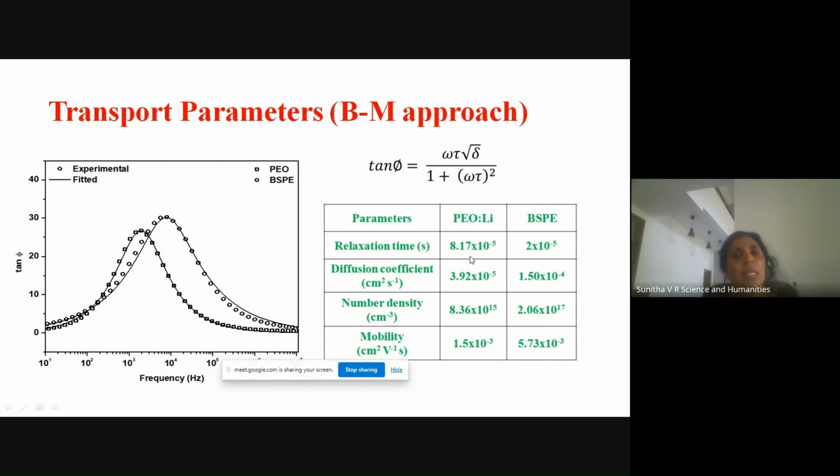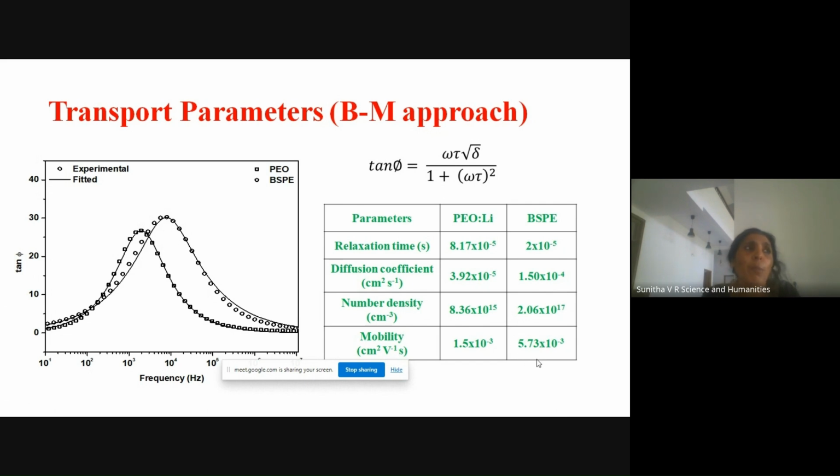From the frequency peak, the relaxation time was estimated, and from the relaxation time, we estimated the diffusion coefficient, number density, and the mobility. If you look into each of these parameters, you can see how they have improved upon addition of the polymers. Each of these parameters has improved at least a 1-fold or 2-fold increase, especially the number density, which shows around a 2-order change, and the diffusion coefficient, a 1-order change. The mobility shows almost a 4-fold increase in the mobility of the system.